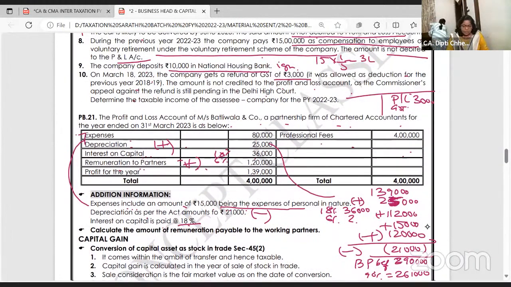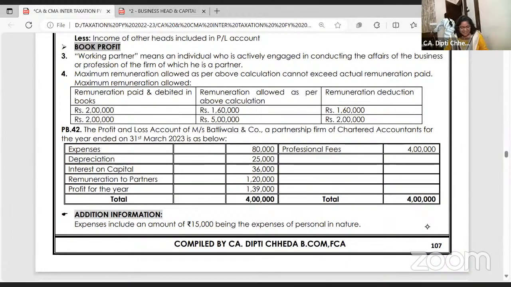Okay, so let us check up the gist now orally. What it says is that a partnership firm can pay interest on capital up to 12%. Remuneration up to 3 lakh or 90% of book profit, balance 60%. Practice this, and if you have any doubt you can ask.